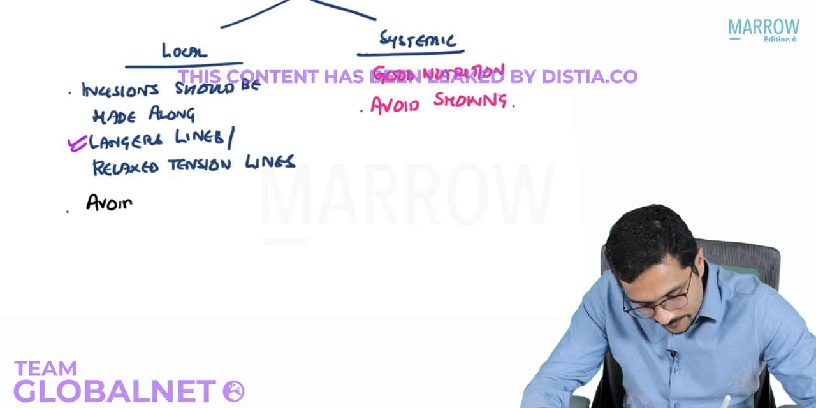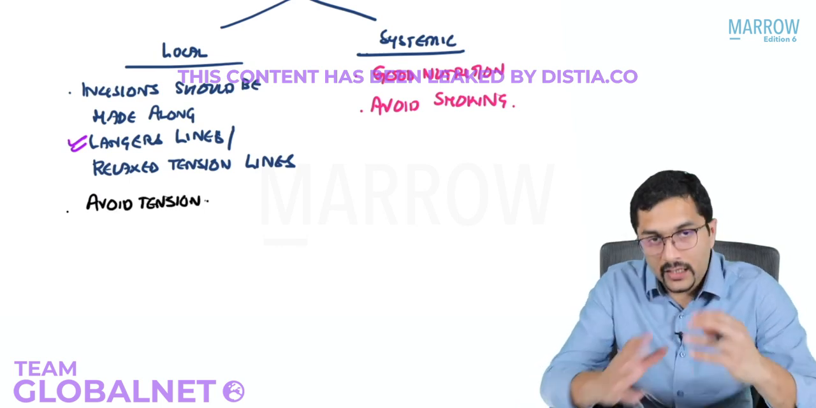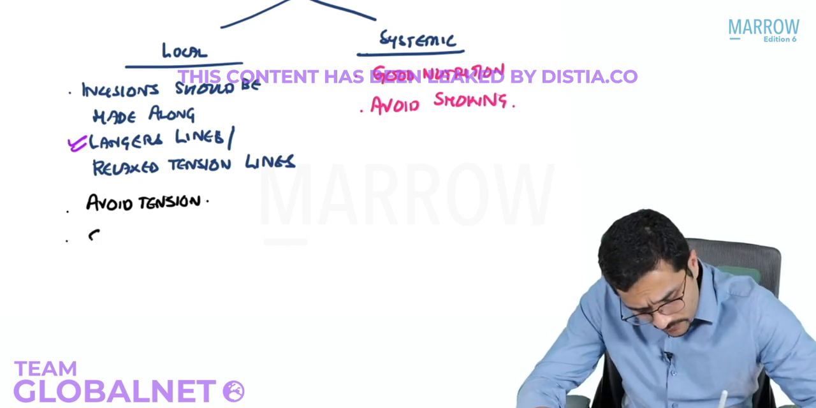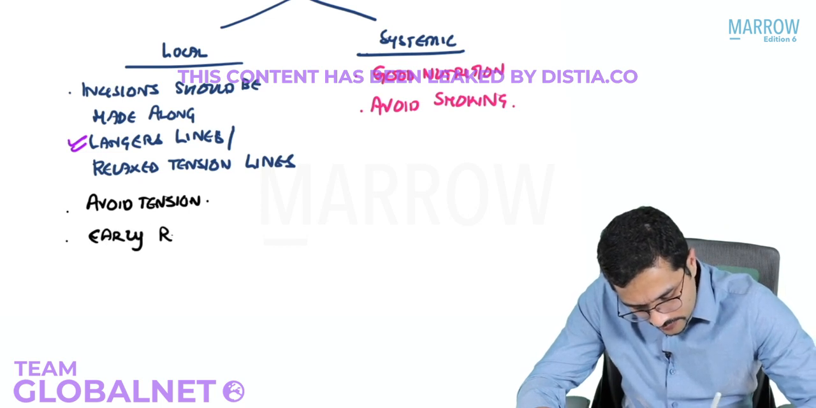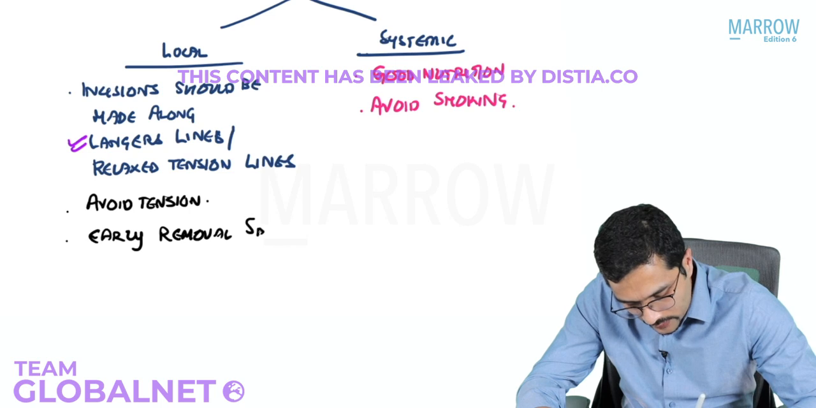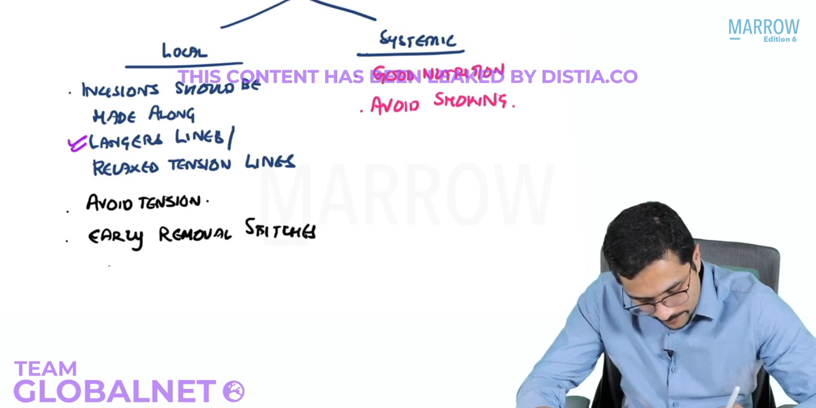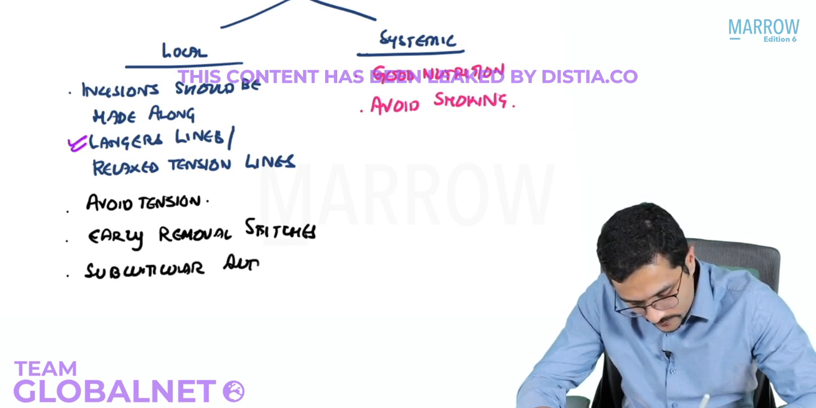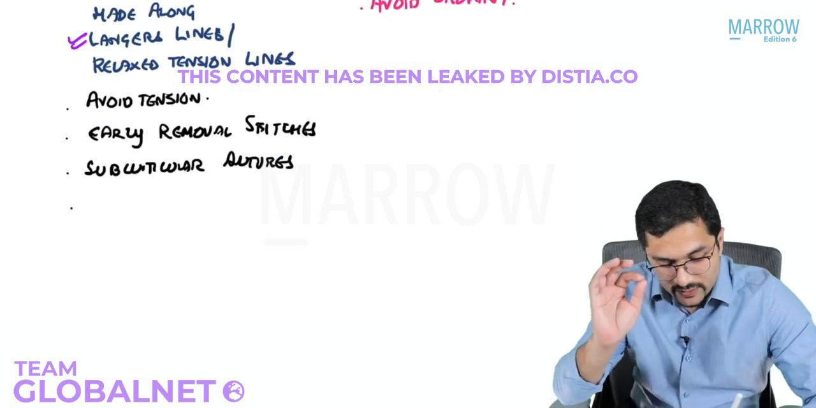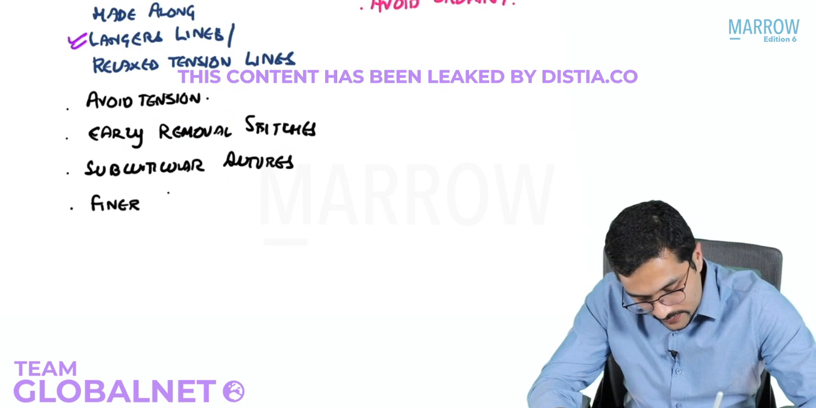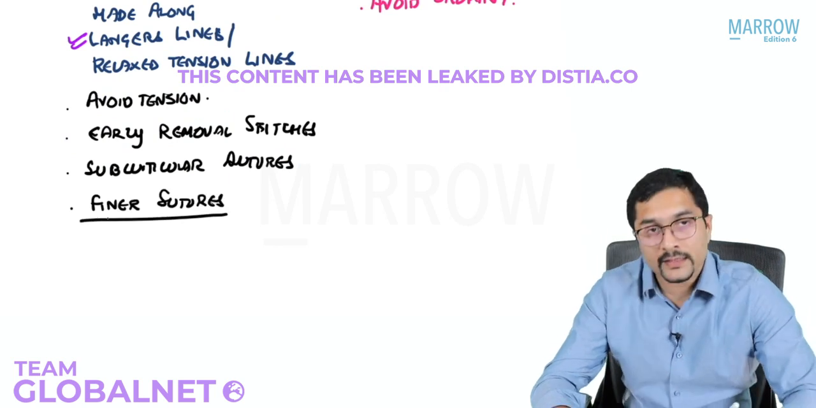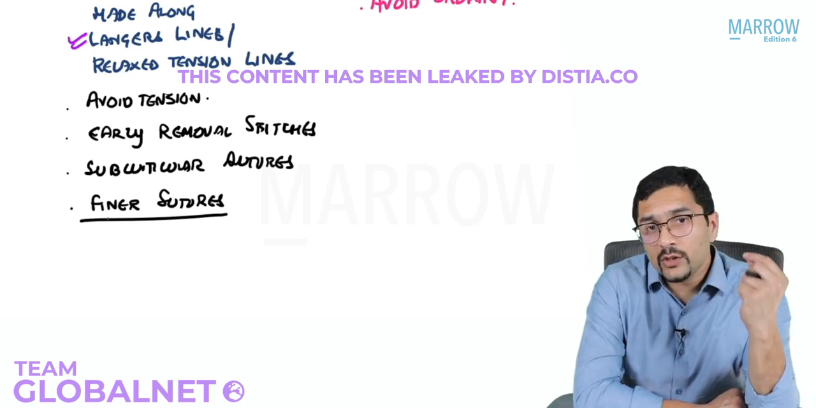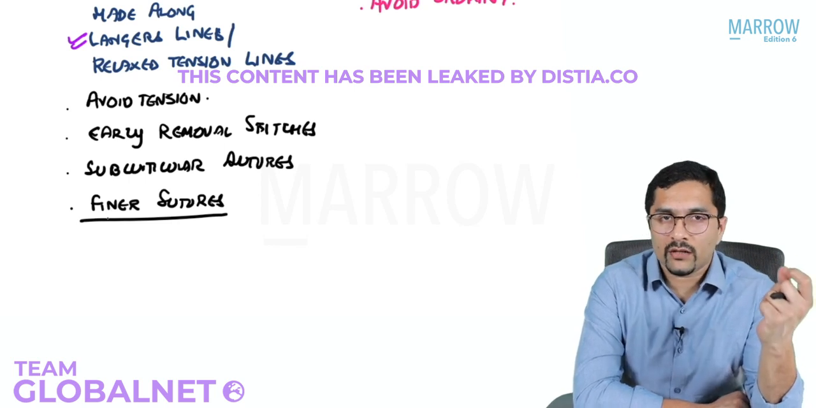Avoid tension. This I've been talking about. Avoid tension, because if tension is there, sutures will cut through. Also, the healing will not be proper. Early removal of stitches should be done so that marks are not left behind. Subcuticular sutures can be used. Finer sutures, finer thread, will give rise to better scars. That is why if I have a patient who is very look conscious and wants a very good scar, I will use a 4-0 or 5-0 to do subcuticular suturing, okay?